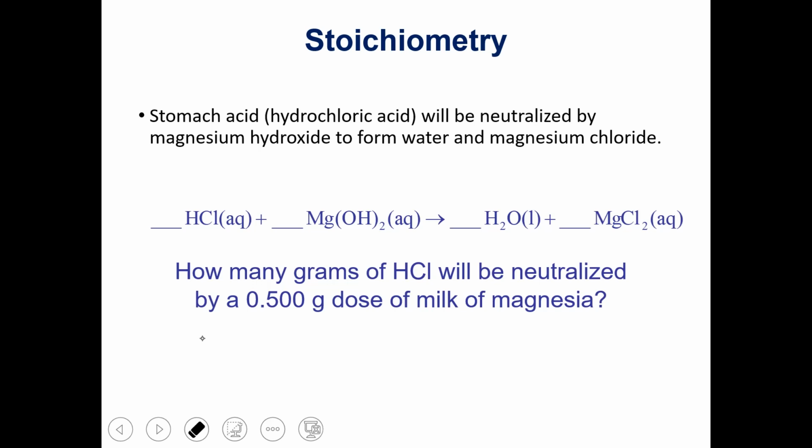So if we look at our reaction here, you might notice it's not balanced. So we need to balance it. So let's go ahead and balance our equation here. Now, one thing that we have to recognize about this reaction is that the hydroxide ion does not stay together. So we can't balance that as a unit. We're going to have to balance the oxygen and the hydrogen separately.